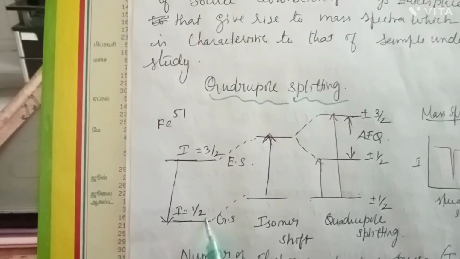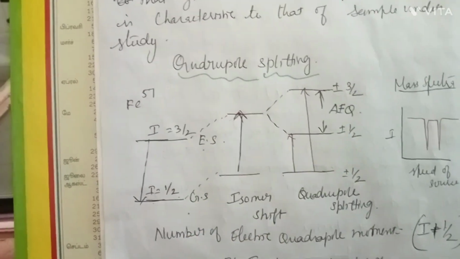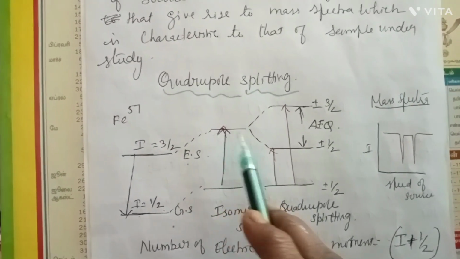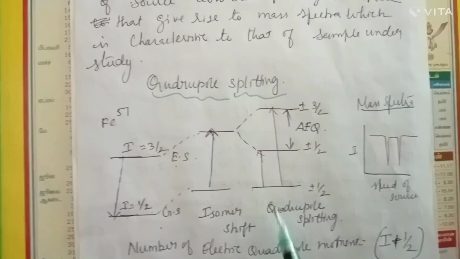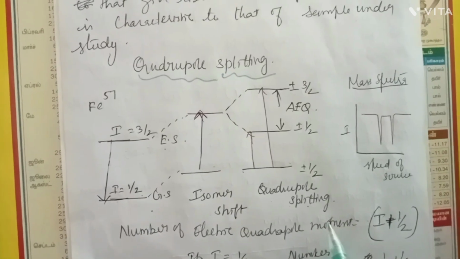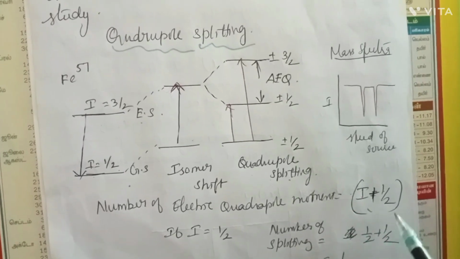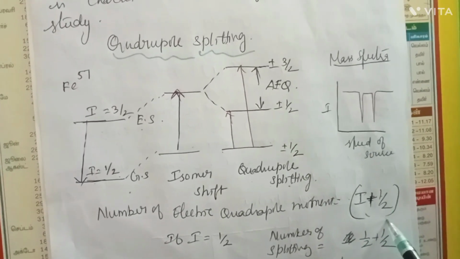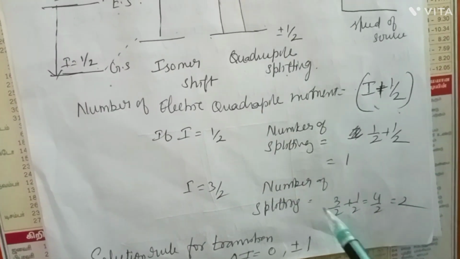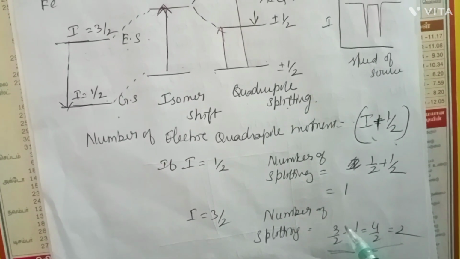Now, quadrupole splitting. Quadrupole splitting occurs for iron 57. The ground state has I equal to 1/2 and the excited state has I equal to 3/2. First of all there will be an isomer shift, and after that, for the ground state, I equal to 1/2, there is no quadrupole splitting, because the number of split levels is governed by the rule I plus 1/2. So 1/2 plus 1/2 is equal to 1. So no splitting for I equal to 1/2. The ground state is not split.